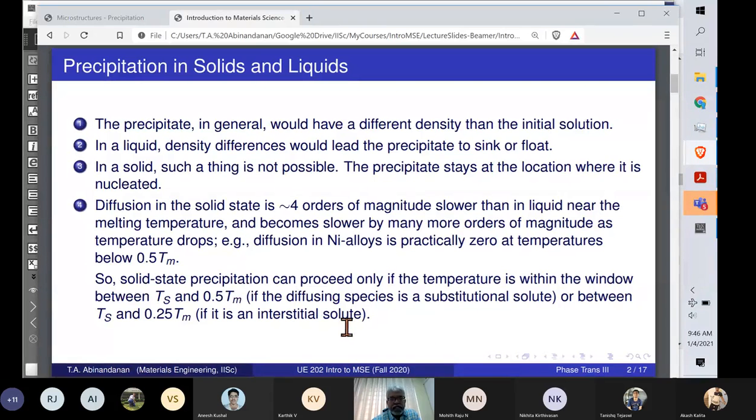If the solute, on the other hand, is interstitial, such as carbon in iron, for example, you can push this limit down to about 25% of the melting temperature, approximately. And so you can still see some activity in steels, for example, produced by diffusion. You can get precipitation to happen in certain kinds of steels in specific circumstances at temperatures as low as 200 degrees Celsius.